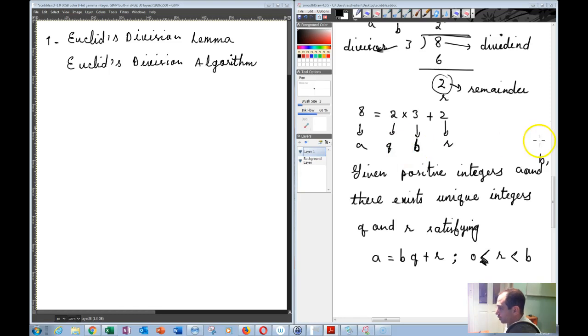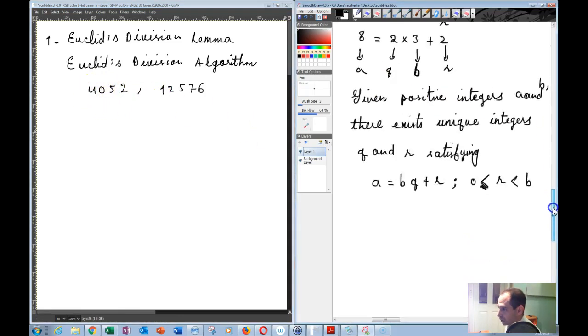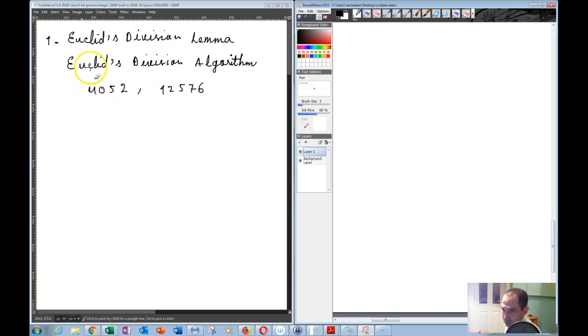And in order to show you why this is actually useful, let me show you an example first, and then we can get to Euclid's division algorithm. So for example, let's say that you have two numbers, 4052 and, for example, 12,576. You have these two numbers and you want to find the HCF of these two numbers. So what you normally do is, of course, go in and analyze them. Do the prime factorization of these two numbers.